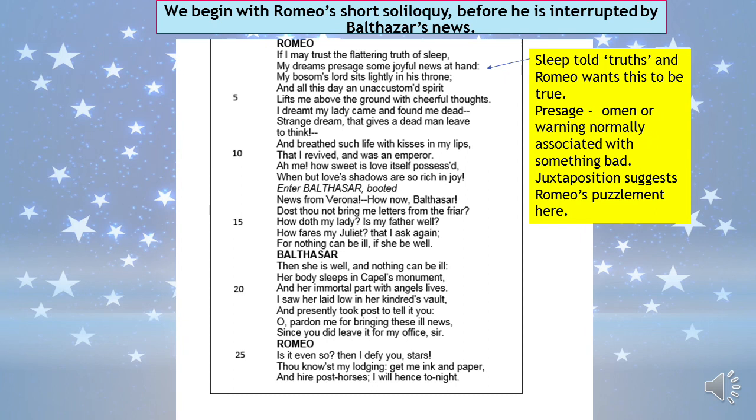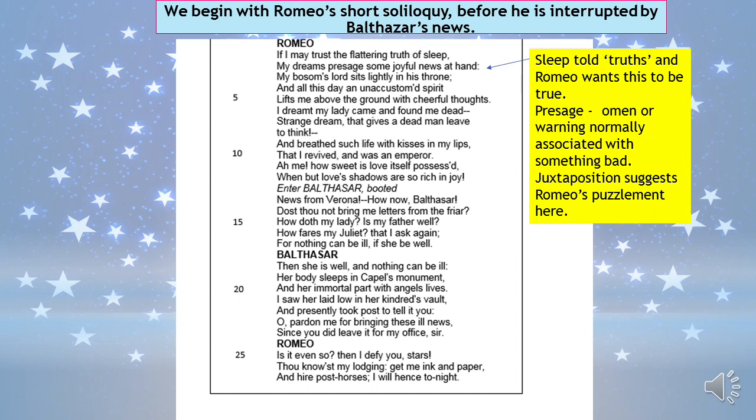And the idea of dreams does appear quite often in Romeo and Juliet. That big speech that Mercutio does, Queen Mab. The idea that this little fairy comes in and manipulates your dreams. So they did feel that when they did dream, there had to be some truth in it. It had to be some sort of premonition. So what Romeo's saying here is that, if I may trust the flattering truth of sleep, my dreams presage some joyful news at hand.